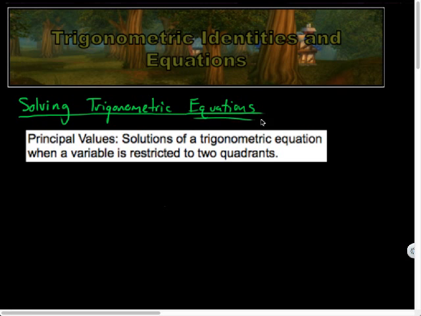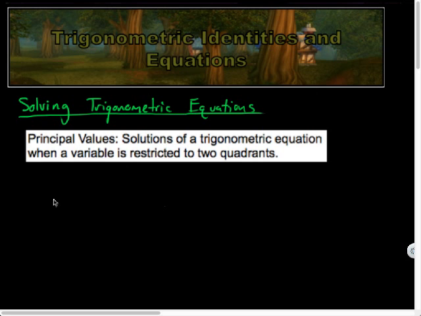We're going to combine our previously known equation-solving skills, all sorts of factoring and greatest common factor, and use substitution. We're going to throw a little bit of trigonometry right in the middle of it. It's going to be amazing. But before we go there, I want to talk about this concept, principal values: solutions of a trigonometric equation when a variable is restricted to two quadrants.